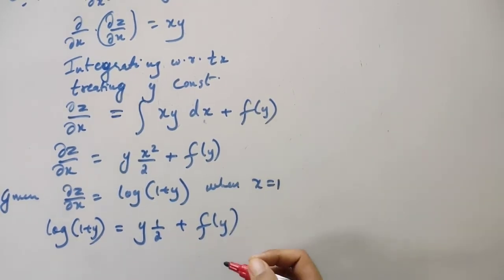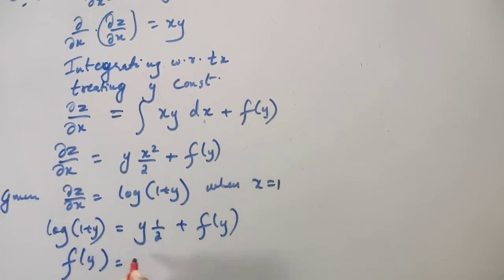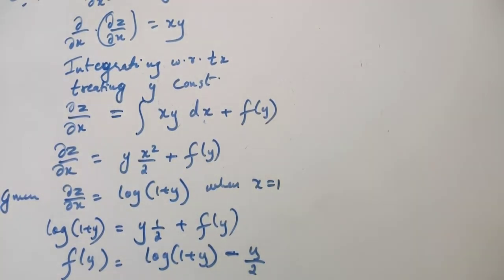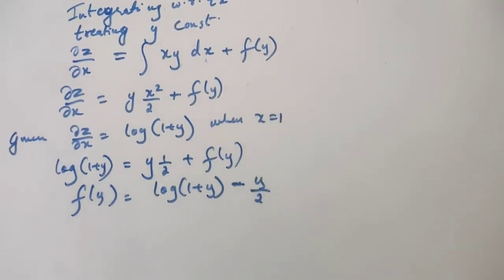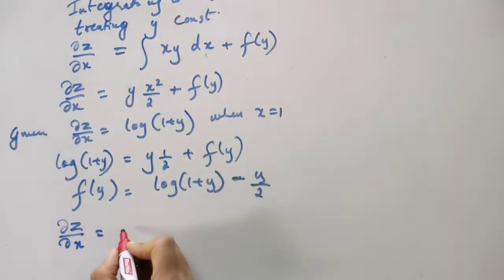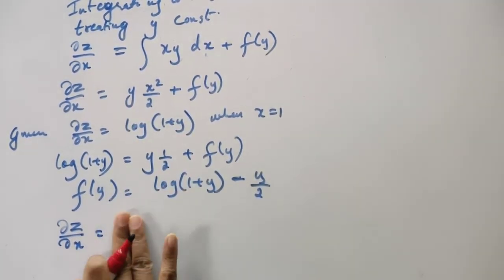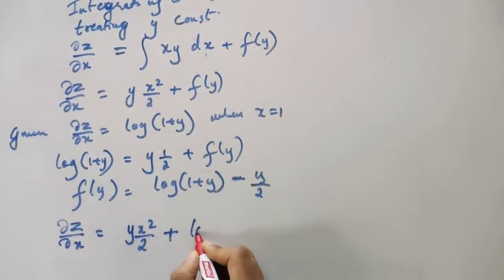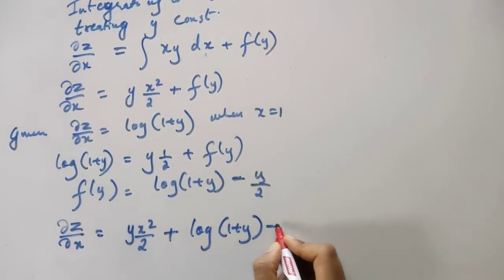Or what is f of y from here? f of y will be log of 1 plus y minus y by 2. This is your f of y. So let us substitute this f of y in ∂z/∂x. So ∂z/∂x takes the value y into x square by 2 plus f of y, which we have got as log of 1 plus y minus y by 2, like this.